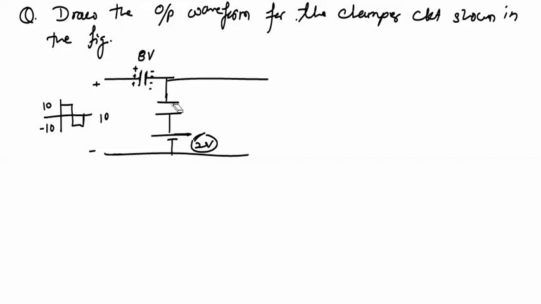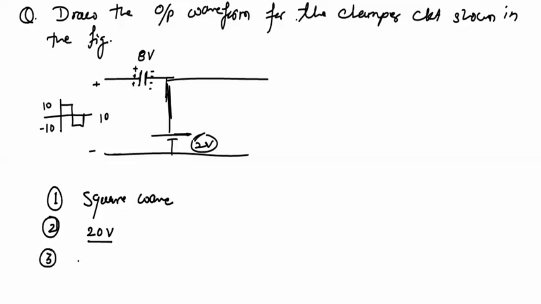This diode will act as a short circuit, and the capacitor will be charged up to 8 volts. According to our conclusion, we'll try to draw the waveform. First, the input is a square wave, so the output will also be a square wave. Next, the input has a peak to peak value of 20 volts, so the output will also have a peak to peak value of 20 volt. Number 3, the DC shift will be equal to 8 volt.